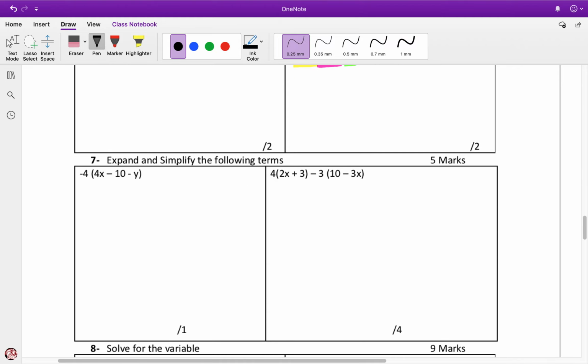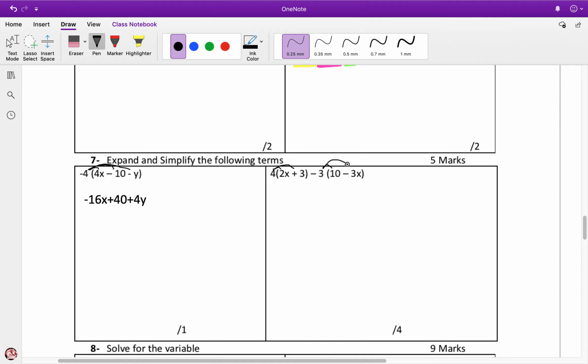Now this here, expand and simplify. So this is where we're doing the rainbowing. So we're going to multiply in this number times this number, and the number is going to distribute through the bracket. So negative 4 times 4 is negative 16x. Negative 4 times negative 10 is positive 40. And negative 4 times negative 1, because there is a negative 1 in front of there, is positive 4y. And that's it.